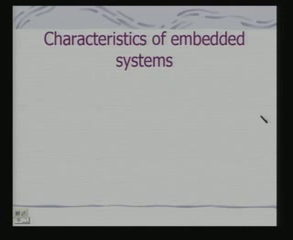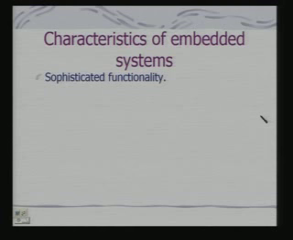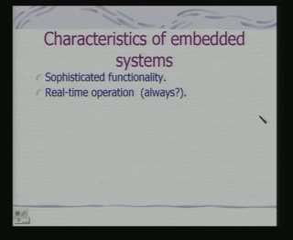Therefore, what are the characteristics of embedded systems? First thing is, they all implement sophisticated functionality. The degree of sophistication can vary from appliance to appliance. They satisfy real-time operation. Is it always true? It's not necessarily true. And what is a real-time operation? We shall come back to this point slightly later on.